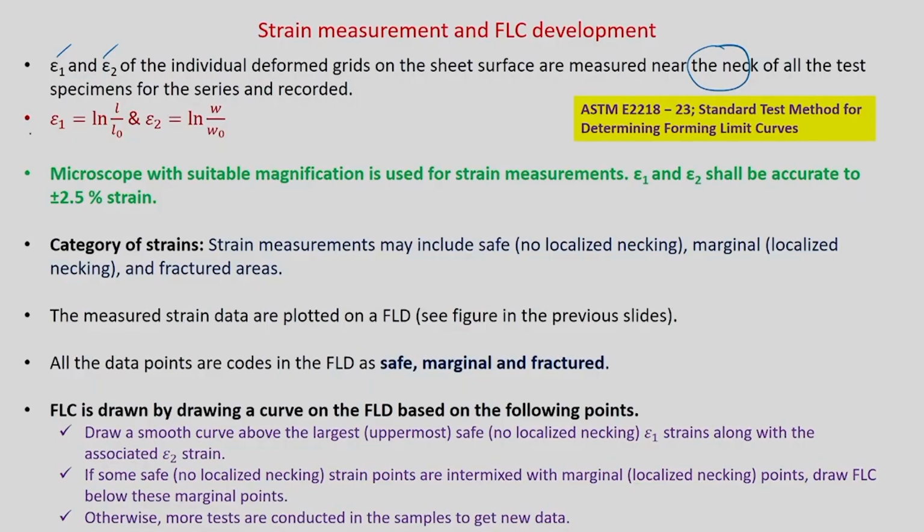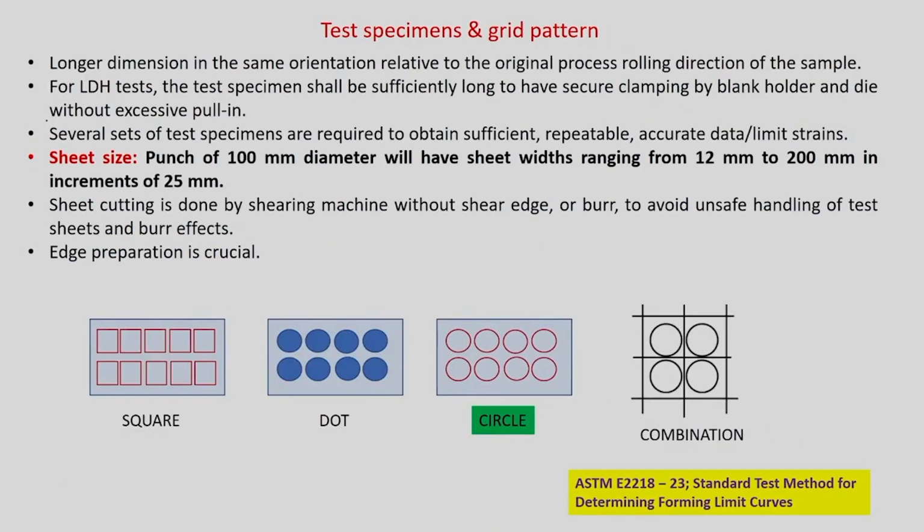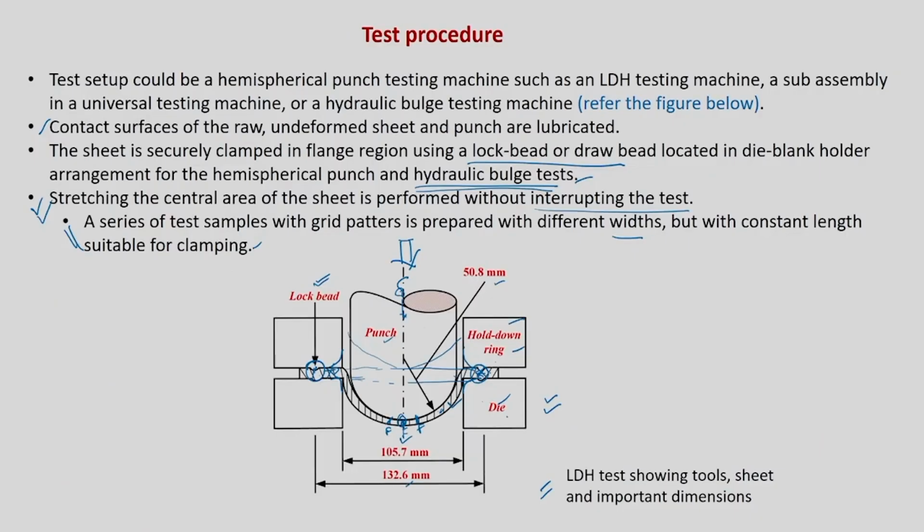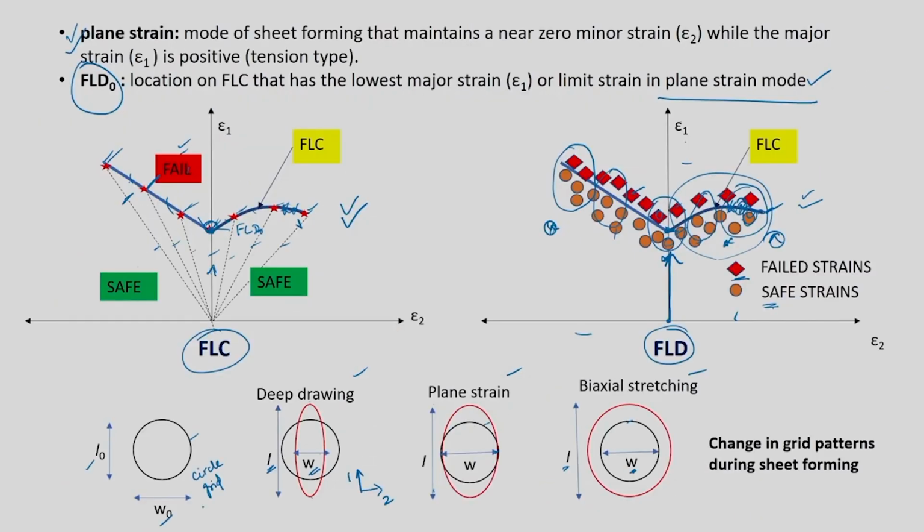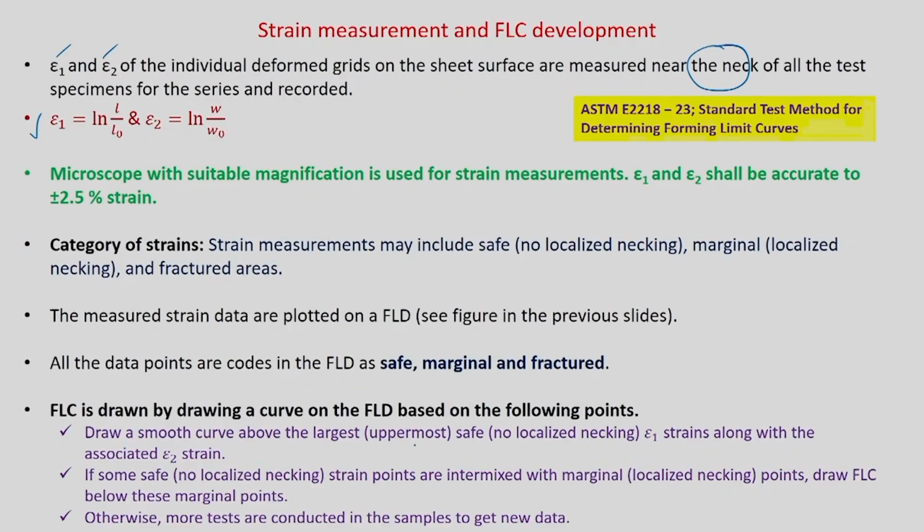So how do you calculate it? You know that epsilon 1 is nothing but ln of L by L naught, with respect to this. Ln of L by L naught will give you epsilon 1, and epsilon 2 would be nothing but ln of W by W naught. We have already done a lot of problems in this. We know how to calculate it. One can also look into the ASTM standards. This ASTM standard is the standard test method for determining forming limit curves. You can look into it; there's a lot of detail available in that.